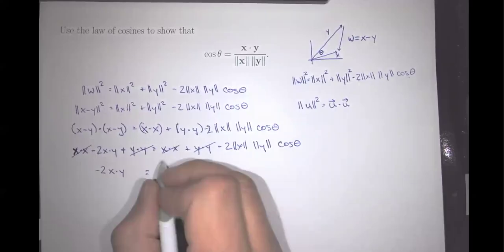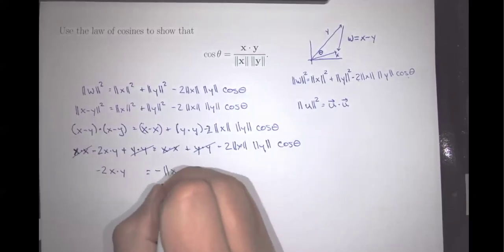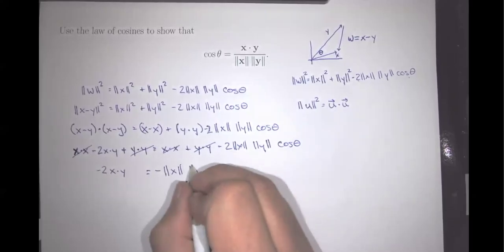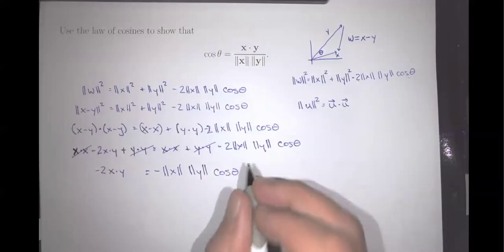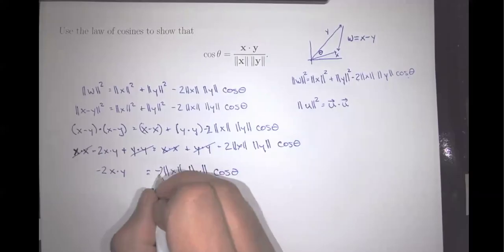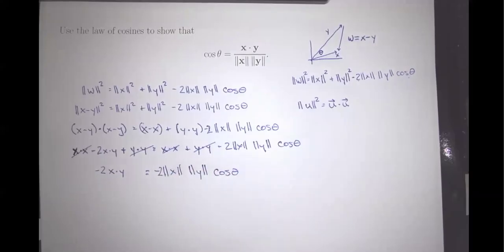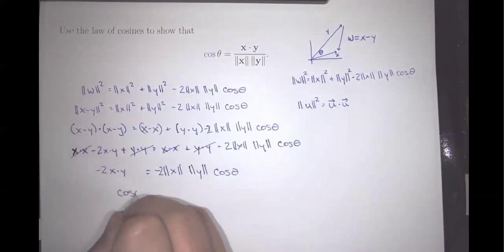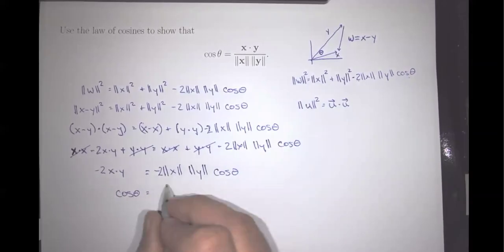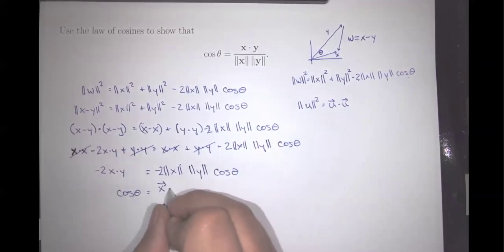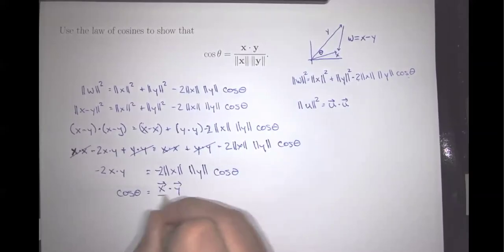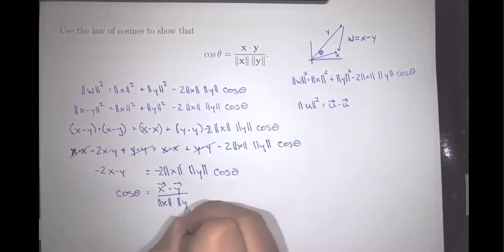And we end up with negative 2 x dot y equals 2 length of x, length of y, cosine theta. Oh, I forgot my 2. The 2's will cancel, of course. And so if we divide through by the length of x and the length of y, we get x dot y over the length of x, the length of y.